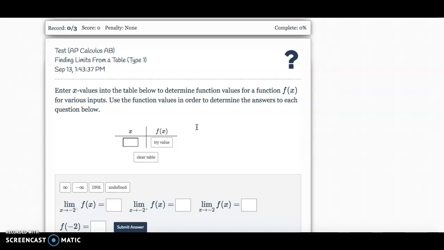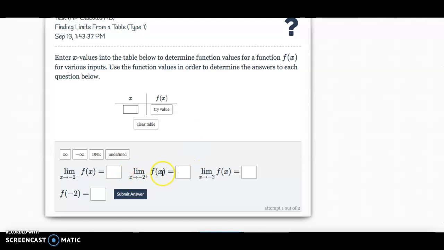The first type of question you're going to be asked to answer is finding limits of a function using a table. So we don't know what the function f of x is. What we're basically trying to do is type particular inputs into this table to get out what we think our function will be approaching as x approaches -2. I'm going to choose numbers that are very close to -2.